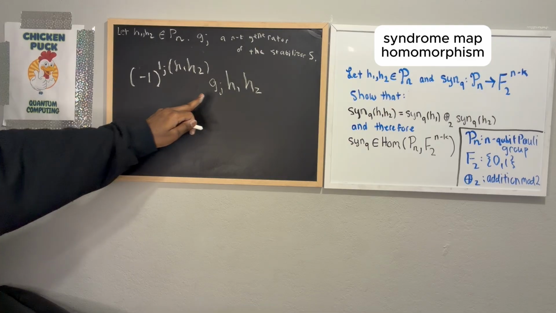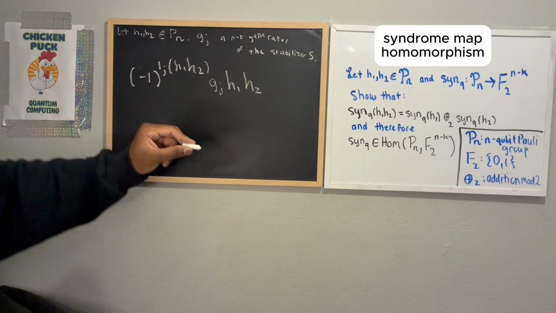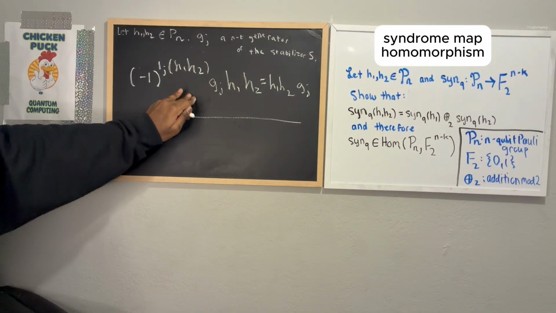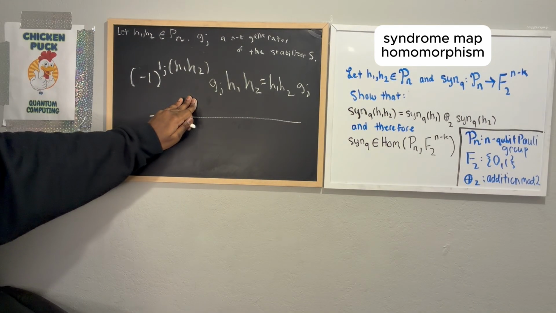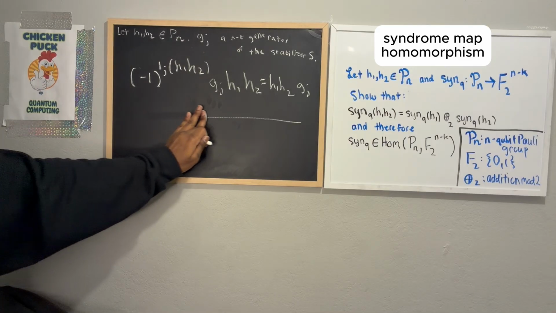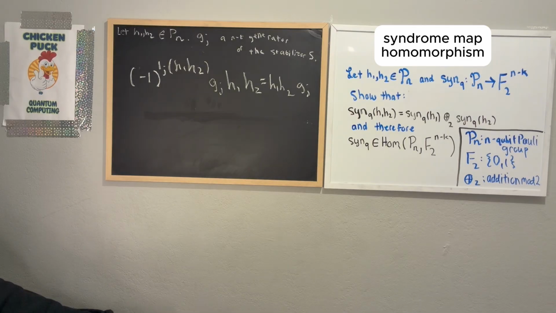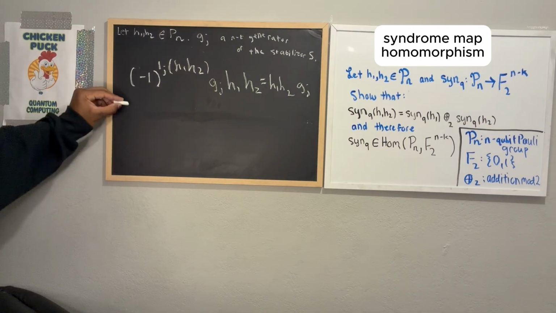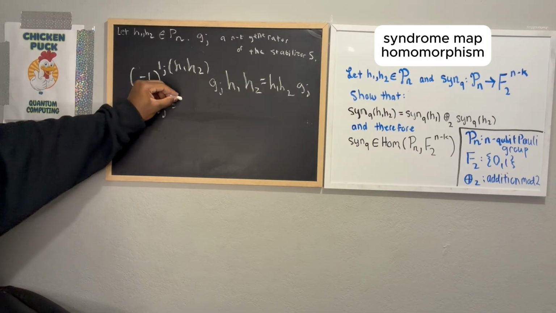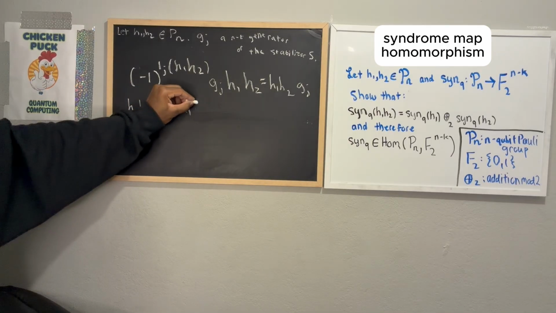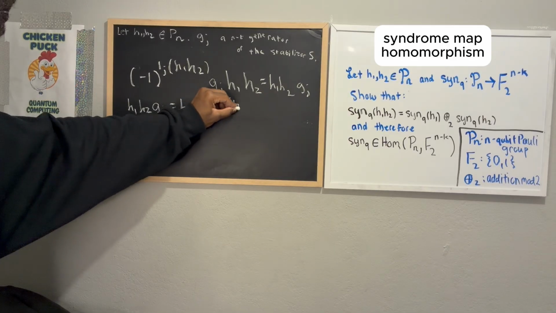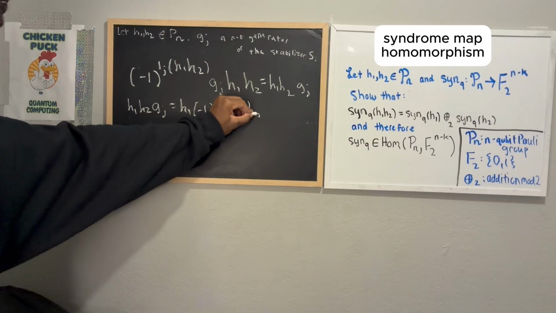So therefore, using this equation, we write down G_j. This is just a compact commutation relation from the definition. Now we want to move G_j back toward the left, okay? So we first use the definition on H2. So we have H1 H2 G_j equals H1 (-1)^{l_j(H2)} G_j H2.